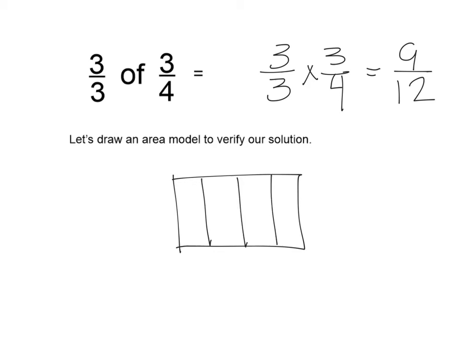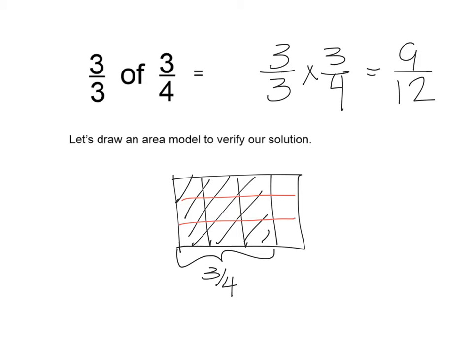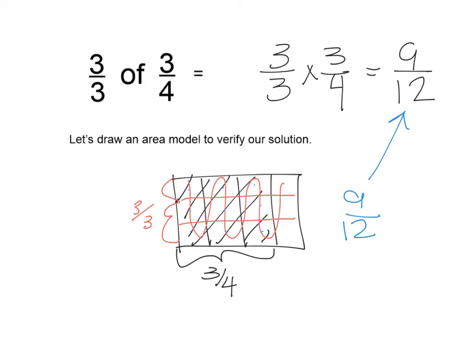We have 3/4. We're going to shade 3/4. Now we want 3/3, so I'm going to split it into thirds the other direction, and we're going to have 3 of those. I'm going to shade all 3 of those. My answer is 1, 2, 3, 4, 5, 6, 7, 8, 9 out of 3, 6, 9, 12, which is equivalent to what we got when we did the standard algorithm.